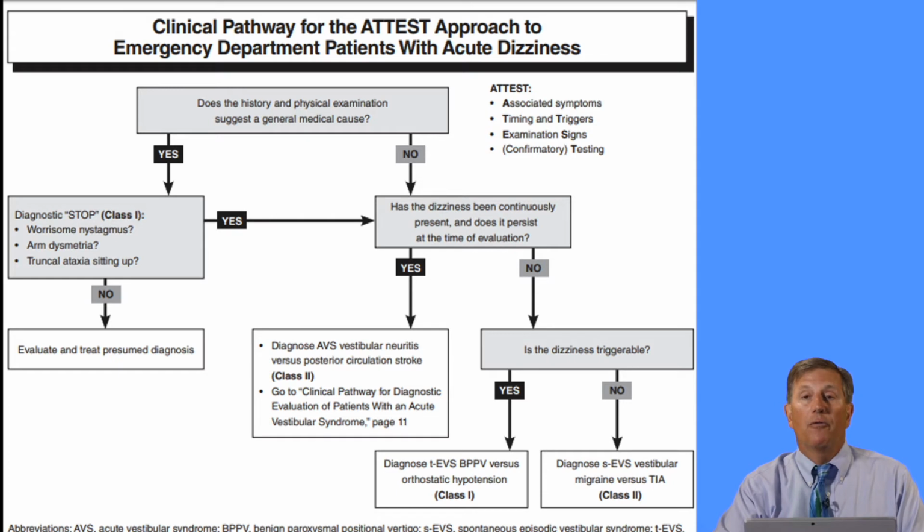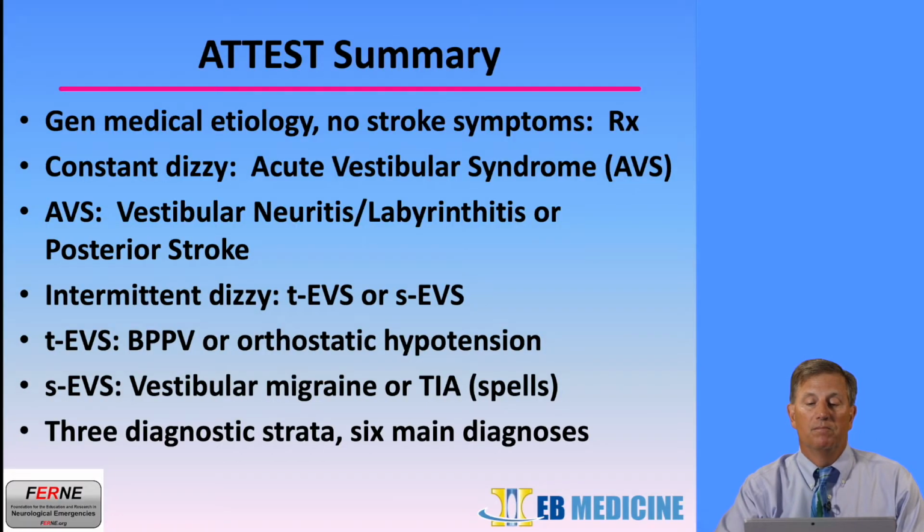Again, we see the pathway that we've gone through all three parts. General medical cause, acute vestibular syndrome. If none of those, it's either spontaneous or triggered episodic vestibular syndrome. So our ATTEST summary and this clinical pathway: general medical etiology with no stroke symptoms, treat the general medical etiology. If it's constant, sudden, severe dizziness, consider an acute vestibular syndrome and make it one of your diagnoses in the electronic medical record. If you've made the diagnosis of acute vestibular syndrome and you put that in your electronic medical record, you then can consider two specific diagnoses in acute vestibular syndrome. The first is vestibular neuritis / labyrinthitis or posterior circulation stroke.